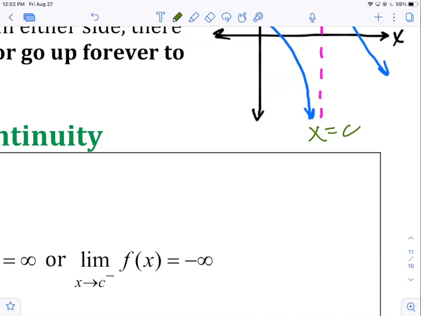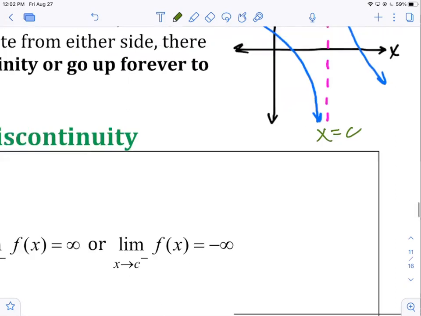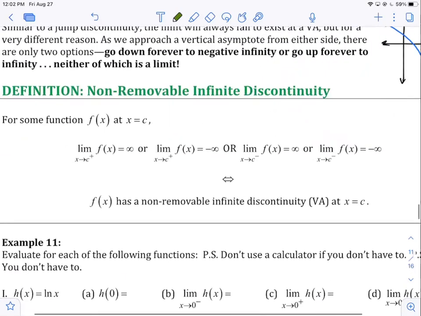If your y values increase without bound or decrease without bound from either side or both sides, it's going to be a vertical asymptote. So we can define it: for some function f at c, if one of these 4 things happens, you approach from the right side and the y values go up to infinity or down to negative infinity, or you approach from the left side and the y values increase or decrease. Again, at most you can have 2 of these, one behavior on the left side, one on the right side.